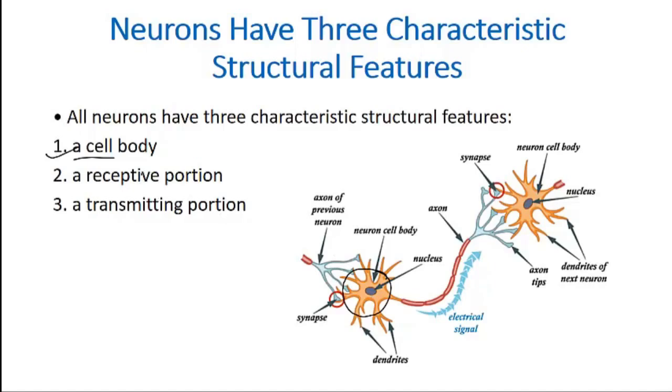The second one is a receptive portion. Receptive portion means through which they will receive the signal, and that is nothing but the dendrites, which are cytosolic extensions of the cell body. And the third one is a transmitting portion, that is nothing but the axon, which is a thin rope-like structure coming out of the cell body.